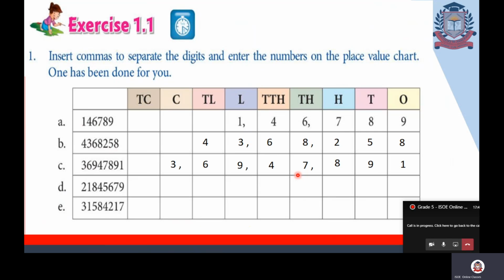If you observe, I have put a comma after each period. See, this is 1's period. I have a comma after 1's period, and I have a comma after 1000's period, and I have a comma after lakhs period. So this is how you will be arranging the numbers in the place value chart. Similarly, you can complete these two problems, children.